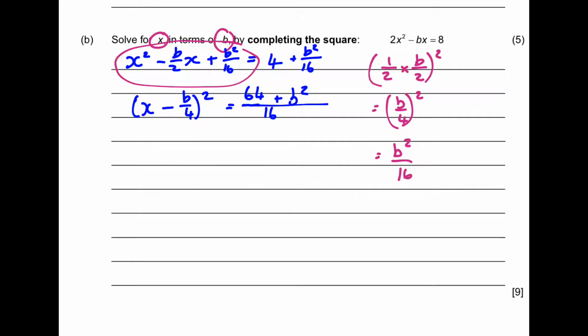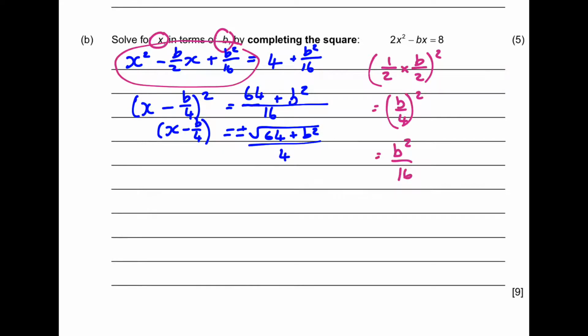Right, then at this point, we square root both sides. So we're going to say then the square root of x minus b over 4 all squared is x minus b over 4. Then on the right-hand side, we cannot square root the top, so we show it as the square root of 64 plus b squared, but the bottom, the square root is 4.